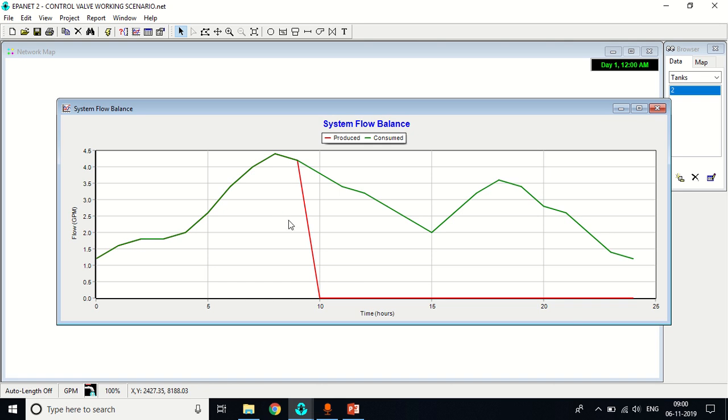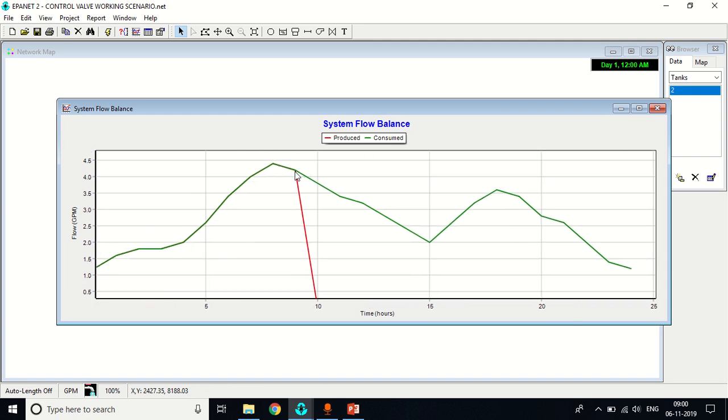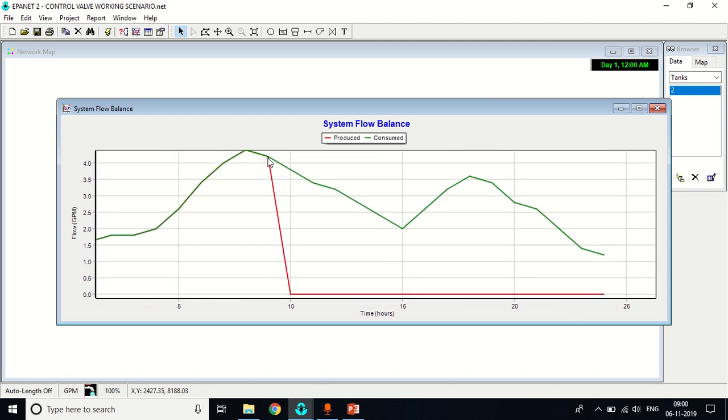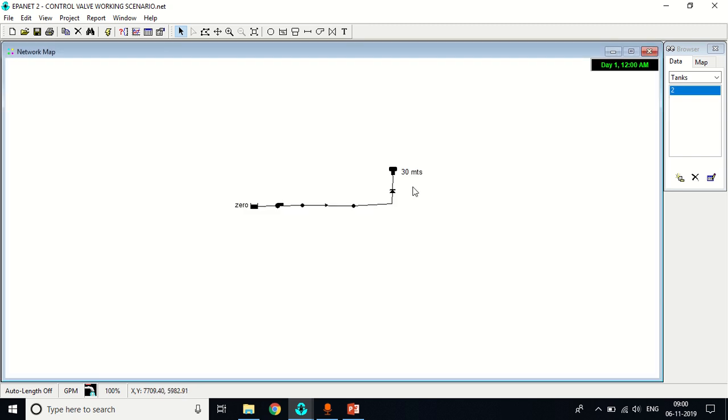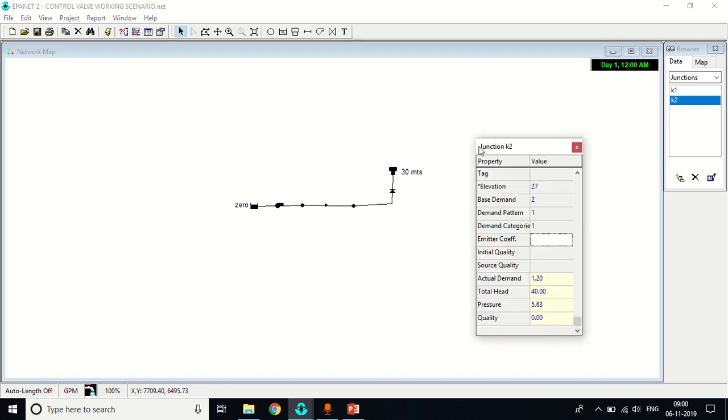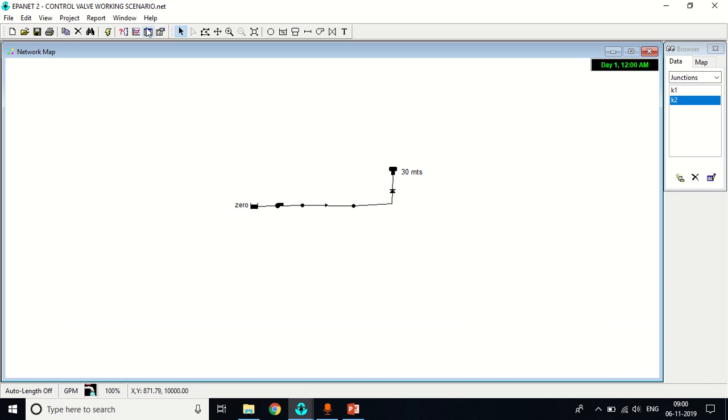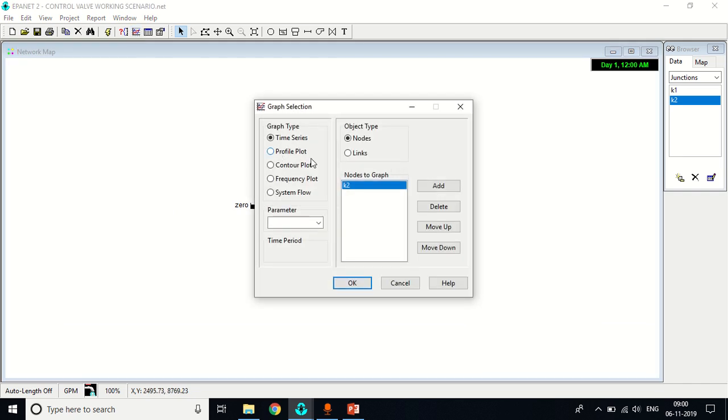So you can see the system flow. The red one is produced and the green one is consumed. The red one is only available till 10 a.m. After 10 a.m. there is a sudden drop and the pump stops working. That means there is no water inflow into the network, and due to this check valve there is no inflow into the junction itself. So the demand is not getting fulfilled at this particular junction.